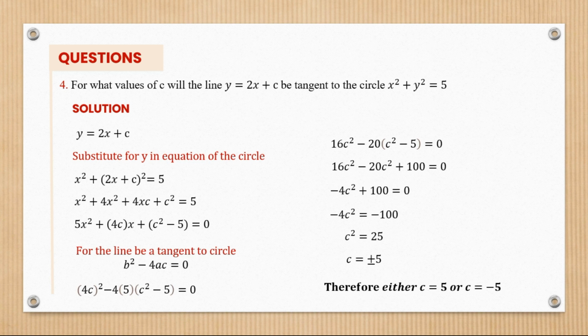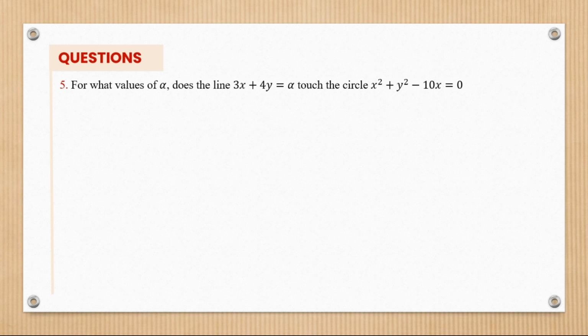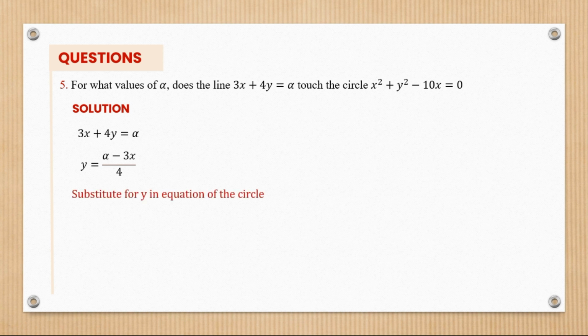Question 6. For what values of alpha does the line 3x plus 4y is equal to alpha touch the circle 3x squared plus y squared minus 10x is equal to 0? So now here, this is the equation of the line that we've been given. So first of all, I'm going to make y the subject, and y shall be equal to alpha minus 3x over 4. So substitute for y into the equation of the circle, and this is what I'll have.